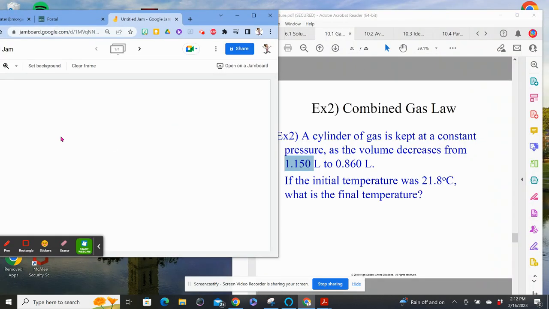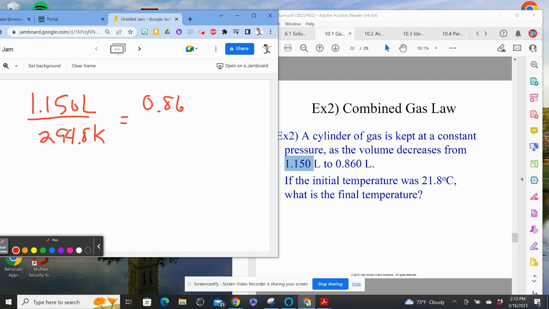Doggone it. Okay, so our pressure stays the same, so it gets canceled out. So 1.150 liters divided by 294.8 Kelvin equals 0.860 liters divided by T2. So remember, our pressure isn't included because it cancels out. We're at a constant pressure. So I'm just doing the algebra for this, guys.